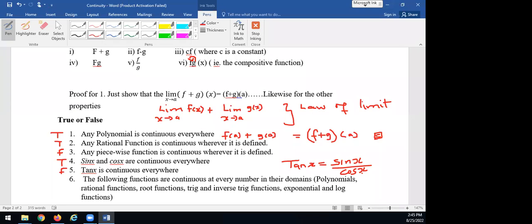Number 6, the following functions are continuous at every member in their domain. When you say domain, it's talking about the values of x where it's defined, right? The polynomials, the rational, the root, the trig, inverse trig, exponential, and log functions. What do you guys think? It's continuous at every number in their domain. Yeah, so that's going to be true.